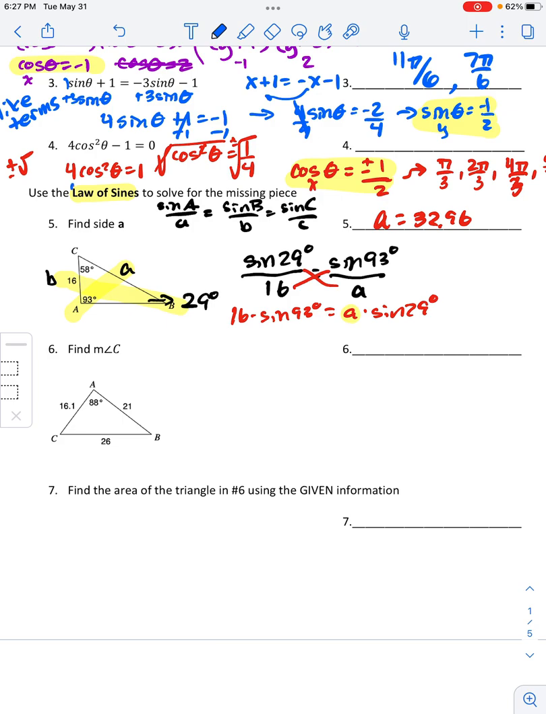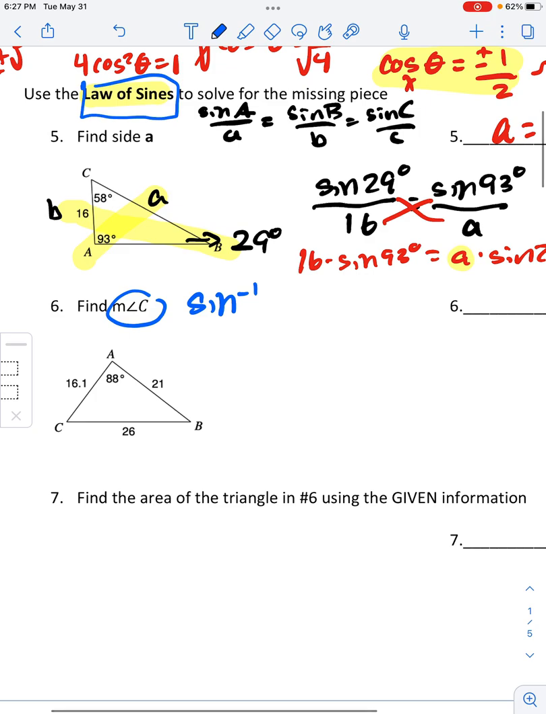And by the way, if it says to use the law of sines for these problems, you should probably do that. So here where it says to find the measure, I'm thinking, okay, I'm going to be doing an angle, so I'll need to use sine inverse at the end. And if I'm looking for angle C, I'm going to have to partner up with side C. And I need a pair. So where do I have a pair? I have a pair right here.